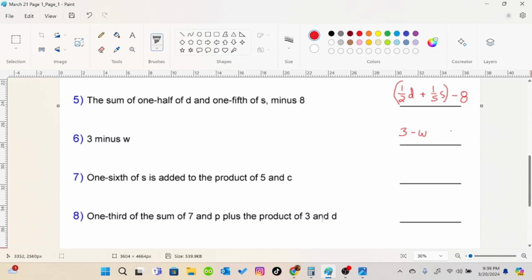Number 7, 1/6 of s is added to the product of 5 and C. Number 8. 1/3 of the sum of 7 and P plus the product of 3 and D.